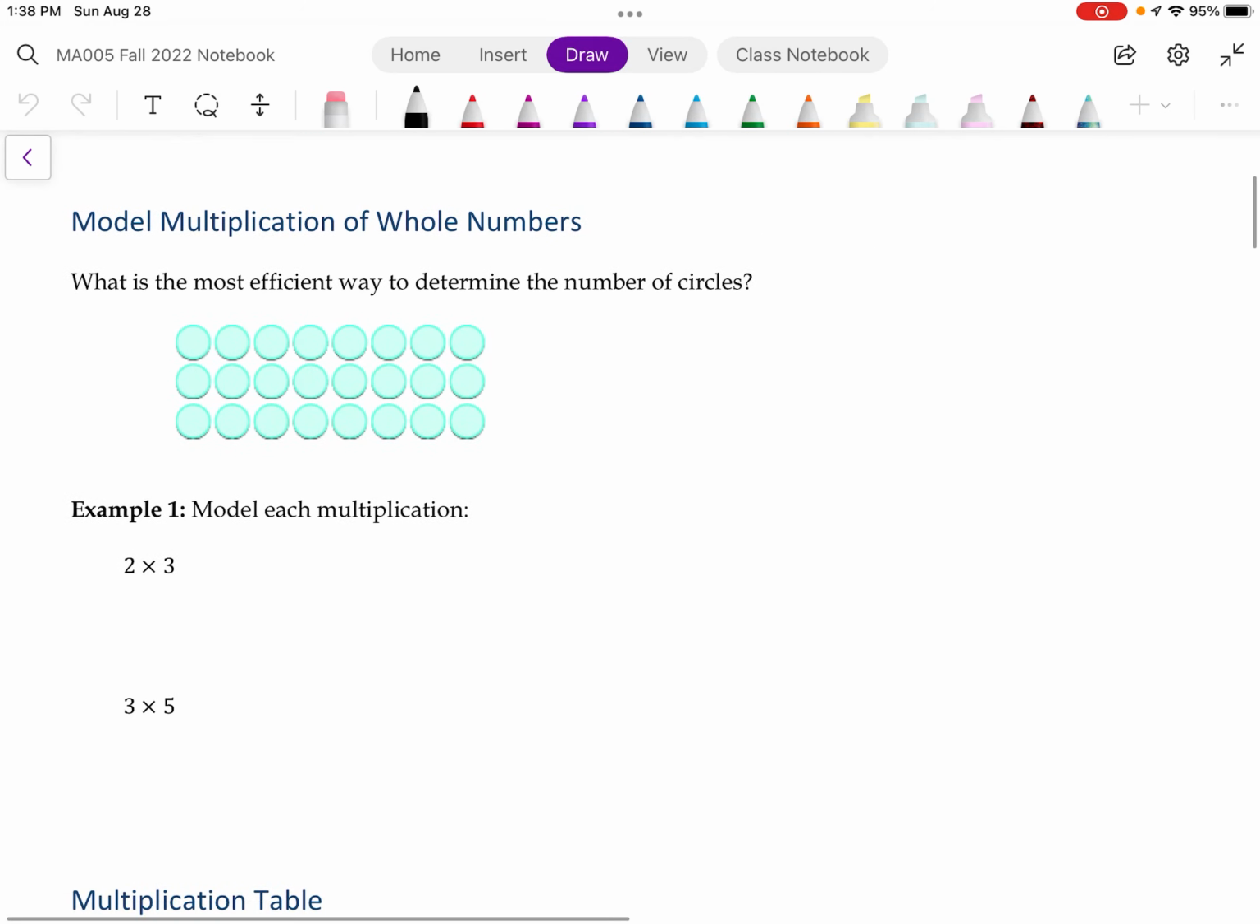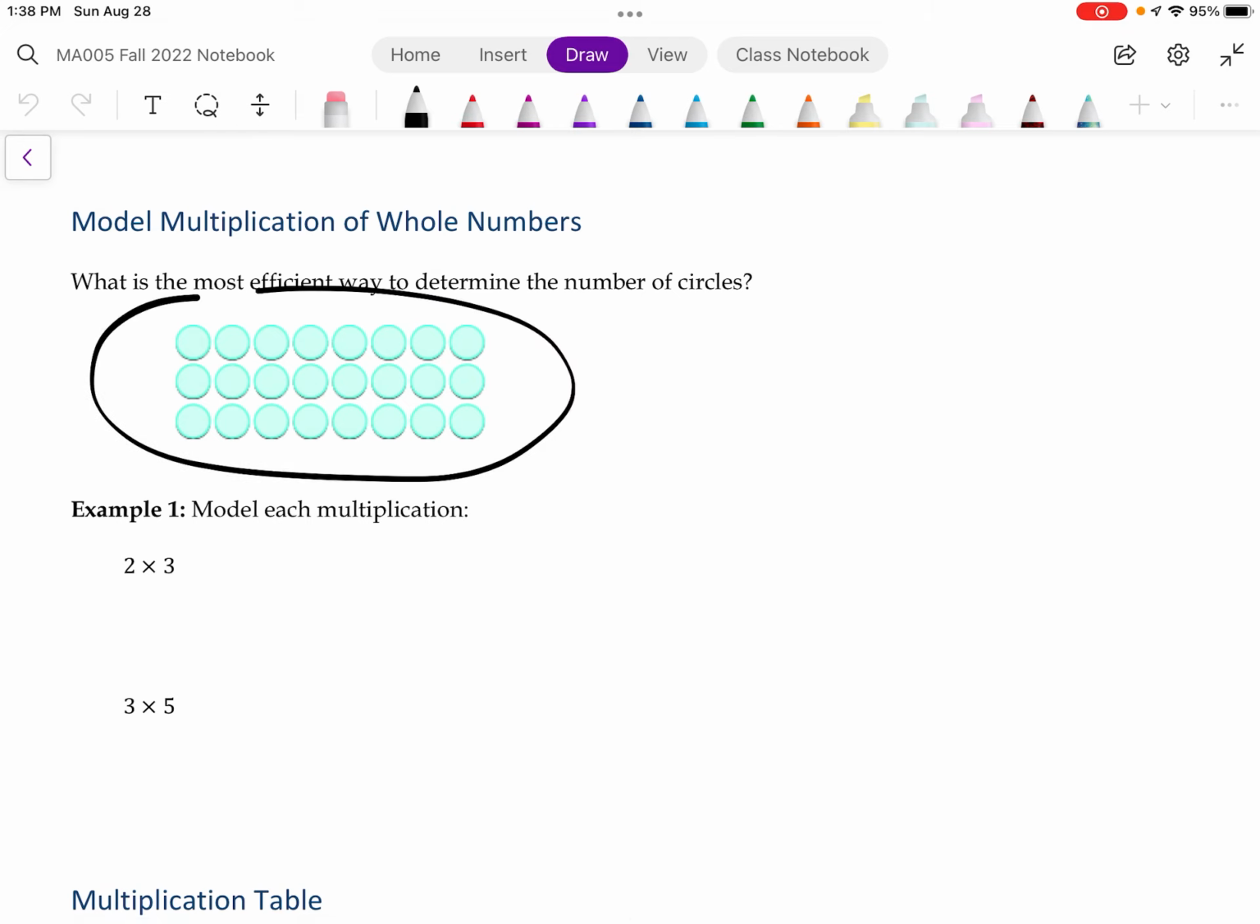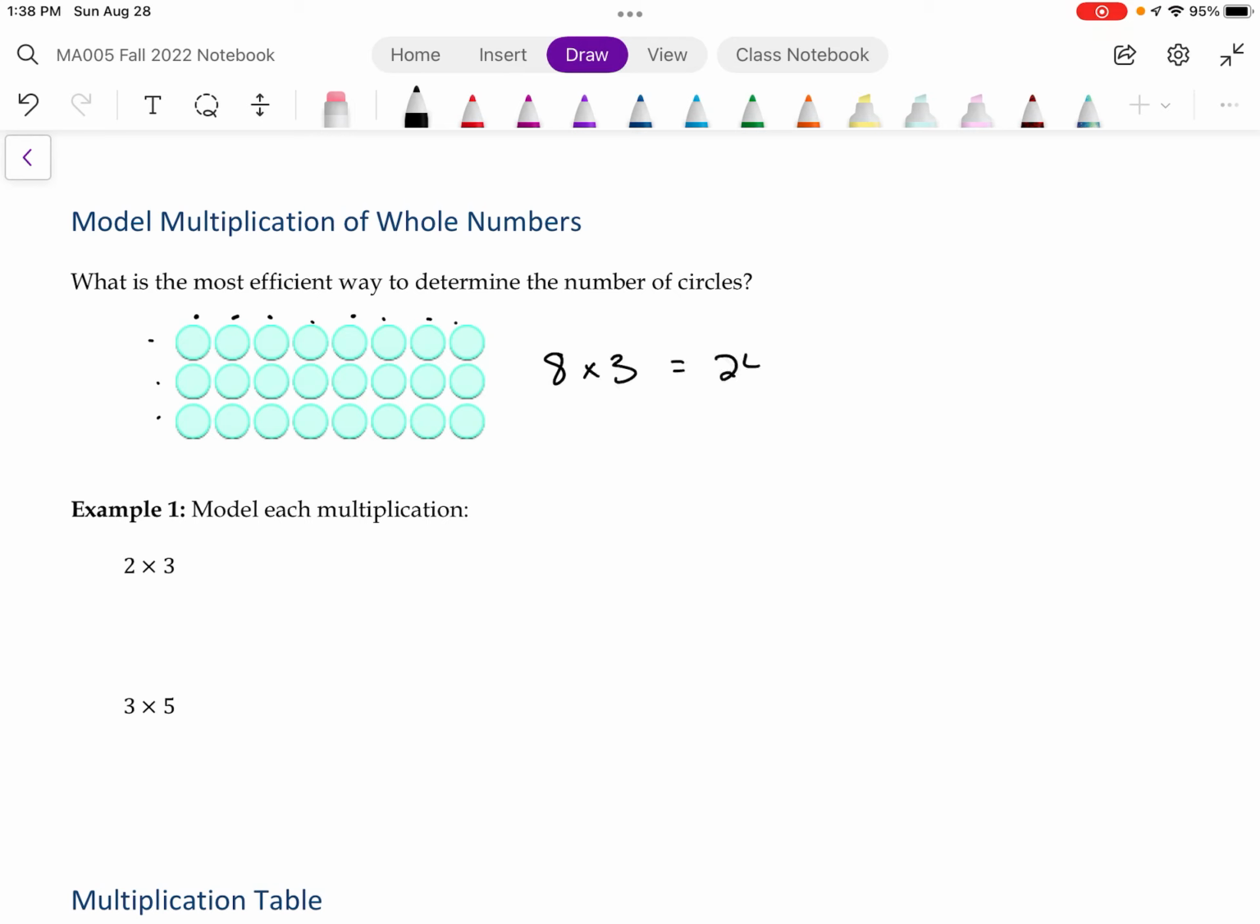So what is the most efficient way to determine the number of circles in this picture here? What is the most efficient way? I would say that there is 1, 2, 3, 4, 5, 6, 7, 8 by 1, 2, 3. So 8 times 3. This is called an area model, so there are 24 circles. In general, it's much faster than counting, especially when you have large amounts of things.